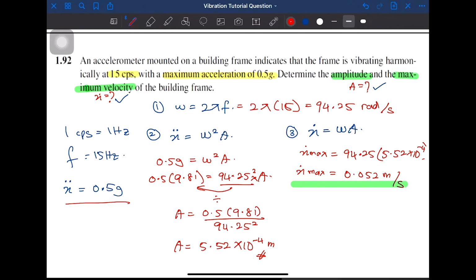All right. We get both what the question wants, the amplitude and also the velocity. Okay, do you guys understand this?